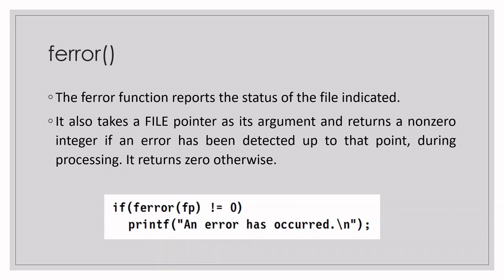So these are the two functions for error handling or status inquiry. One is feof and the next is ferror. Both have only one argument, and that argument is a file pointer to point to the particular file that we need.